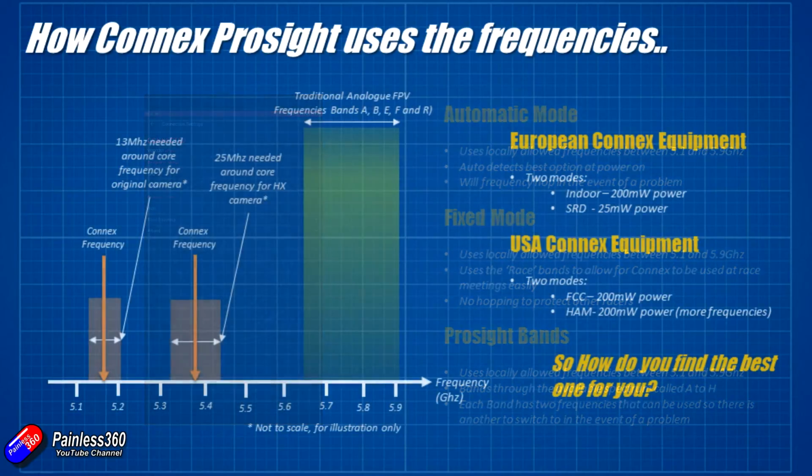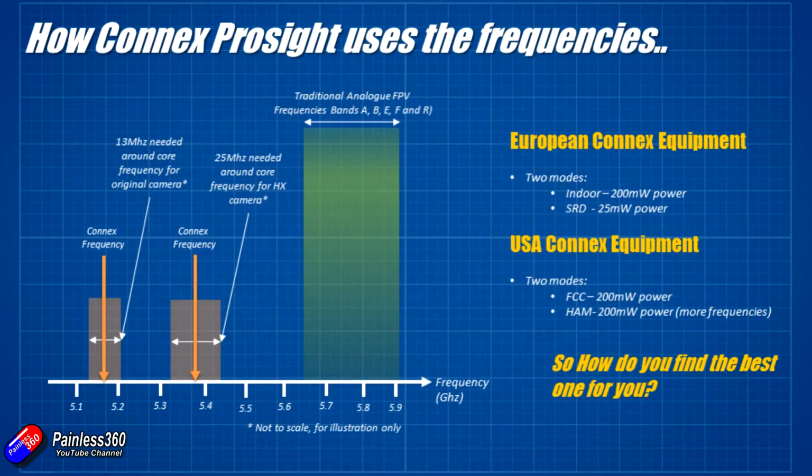So here along the bottom of this axis is the bands that are available, the 5.1 all the way up to 5.9, just over 5.9 actually. The traditional 40 analog FPV bands, and again, not all of those 40 bands are available in each country. Some of them wander outside the frequencies that you're available to use, but they notionally go from about 5.64, 5.65 up to just over 5.9 gigahertz.